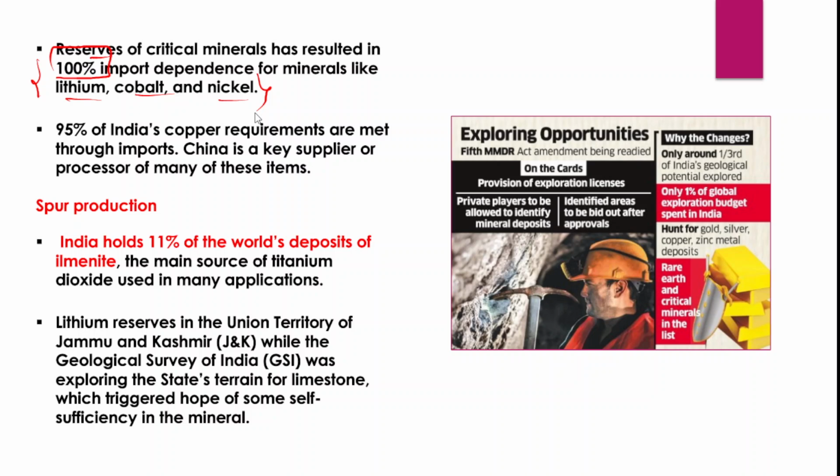So we wanted to introduce electric vehicles on Indian roads by 2030. In order to achieve that goal, these critical minerals are very important. But on the other hand, we are dependent on other countries for the import of these critical minerals. And apart from that, 95% of India's copper requirements are also met through imports. Right? So we are substantially dependent on other countries for these critical minerals, and the government has been planning to reduce our dependence on other countries for these critical minerals.